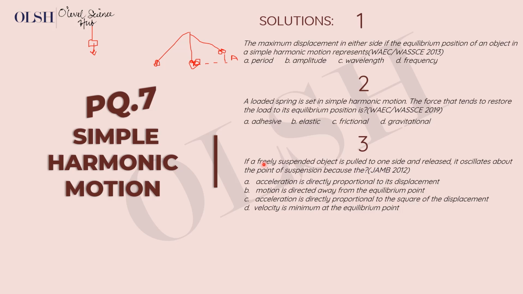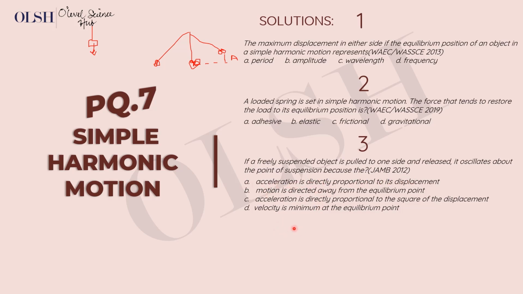Okay, third question says, if a freely suspended object is pulled to one side and released, it oscillates about the point of suspension because A, acceleration is directly proportional to its displacement. B, motion is directed away from the equilibrium point. C, acceleration is directly proportional to the square of its displacement. D, velocity is minimum at the equilibrium point. So the answer to this question is A, acceleration is directly proportional to its displacement.